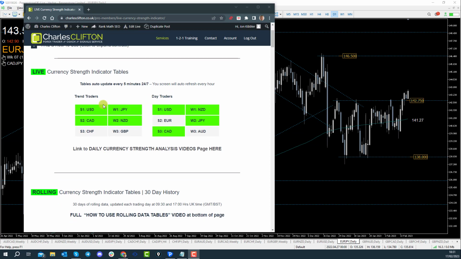We can see that the US dollar is the strongest currency at the moment on both of the tables, being S1. That is followed by the Canadian dollar at S2 on our trend traders table. However, it is the third strongest currency on the day traders. The yen still remains top of our trend traders as the weakest currency, but appears as the second weakest currency on the day traders. The New Zealand dollar is the second weakest currency on the trend traders, but tops our day traders today.